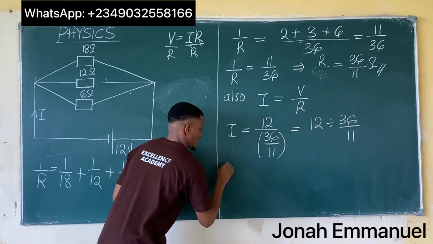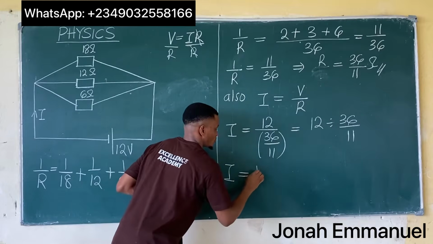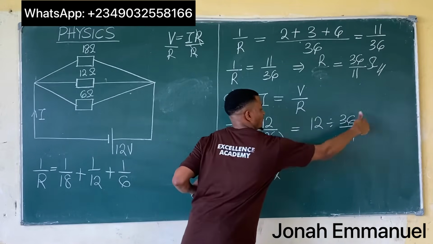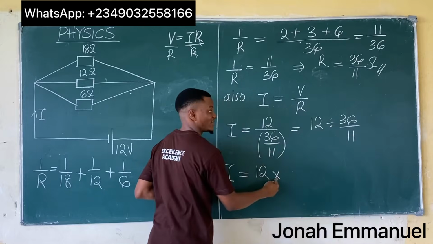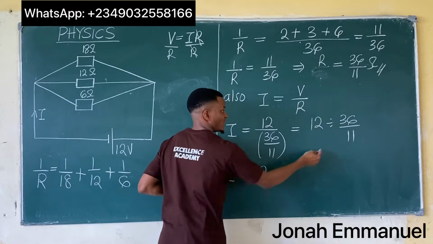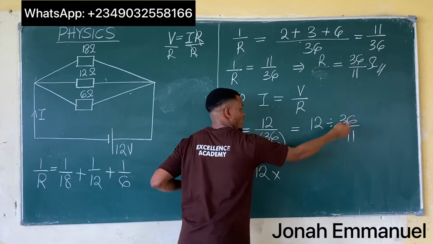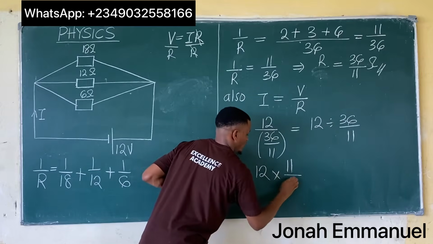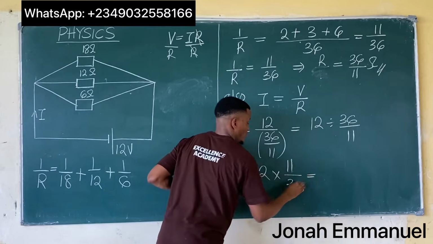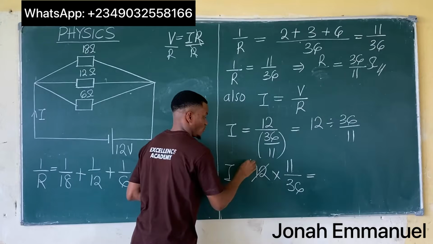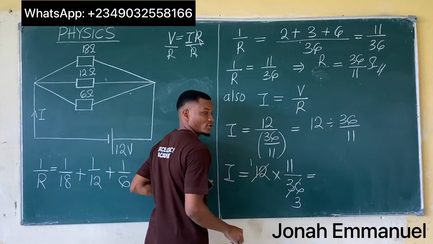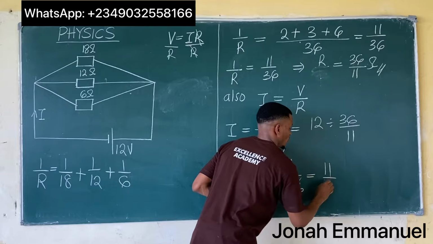To solve this, the current I is equal to 12 times, we'll invert this, change here to times. This is how you solve this, change here to times, invert this. So this one goes up, this comes down, becomes 11 over 36. This is now equal to 12 here 1, 12 here 3. So this now gives you 11 over 3.